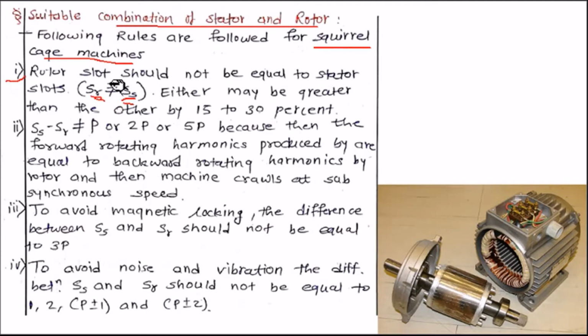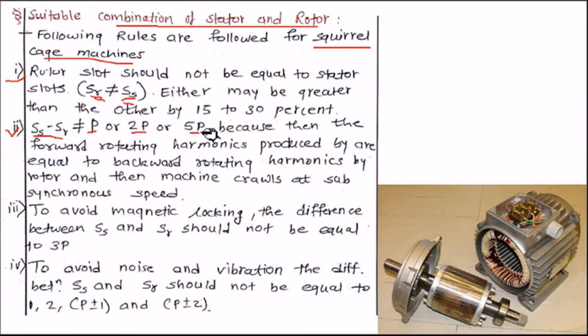So if you select both slot counts equal, then you will observe the phenomenon of cogging in the motor, which is nothing but refusal to start. That's why we always have to select SR not equal to SS. Now the second rule to be followed for stator and rotor slots is that the difference between stator slots and rotor slots, that is SS minus SR, should not be equal to P or 2P or 5P.